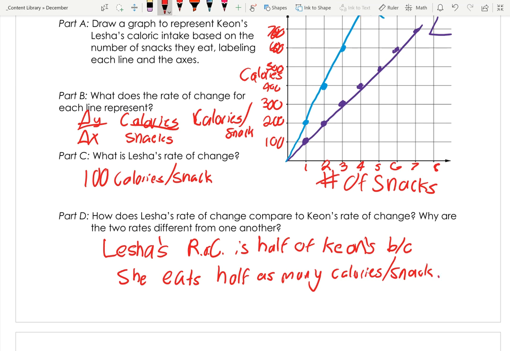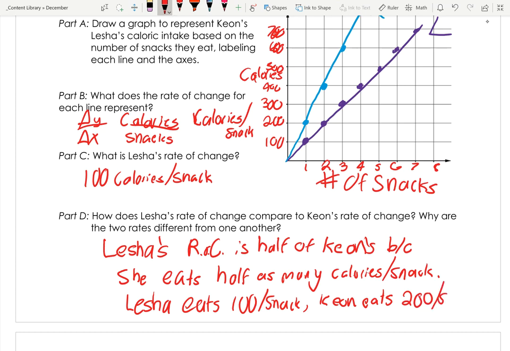Okay. Leisha eats 100 per snack. Keon eats 200 per snack. All right.